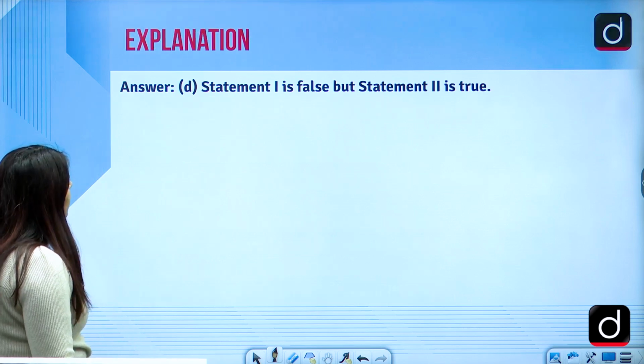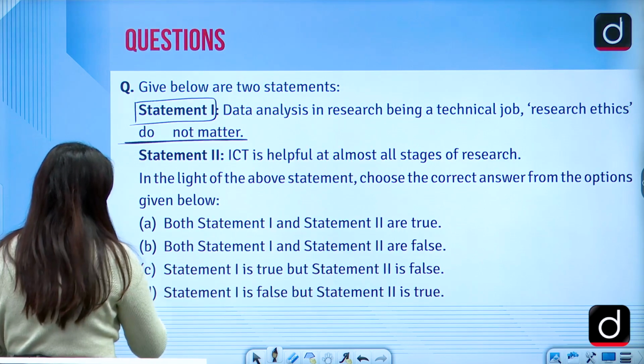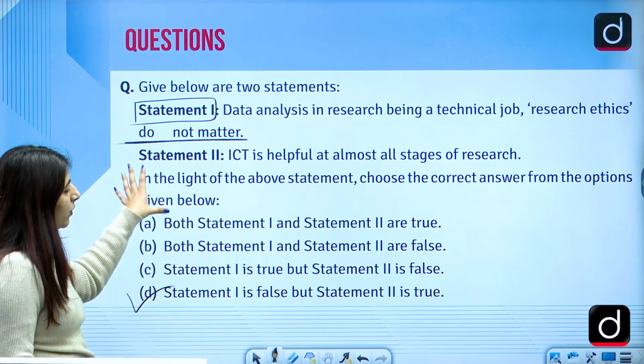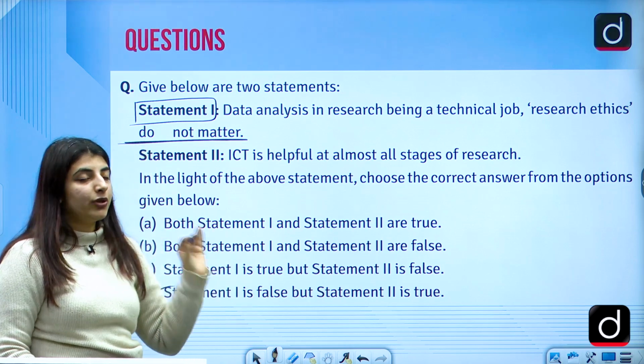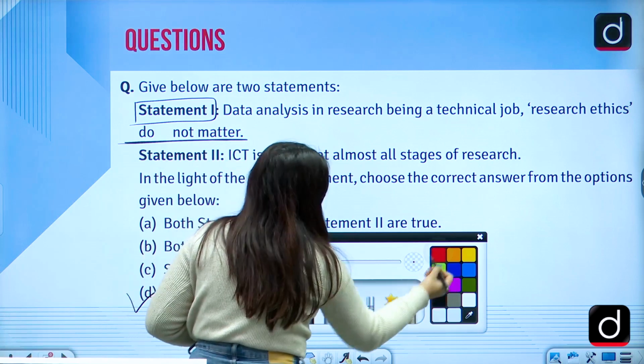The answer to this question is option D. That is, statement 1 is false, but statement 2 is true. Now how and why do we say that?